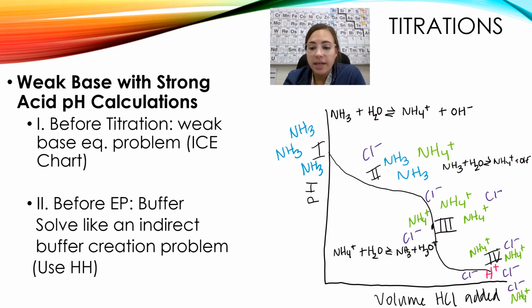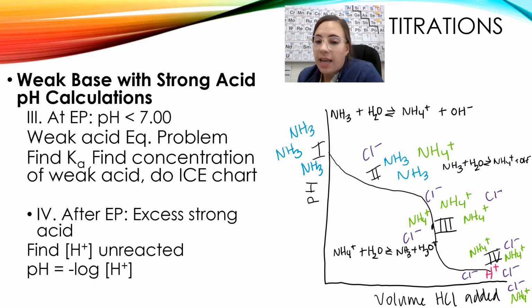So before any titration occurs, like we said, we have just a weak base. So we're going to have this weak base equilibrium. So we're going to set up an ICE chart. Before the equivalence point, we have that buffer. So just like before, we're going to solve it like an indirect buffer creation and use Henderson-Hasselbalch. At the equivalence point, we're going to expect an acidic pH because we're going to have just a weak acid. So we're going to set up a weak acid calculation with Ka. And then after the equivalence point, I just have to find the amount of unreacted hydronium and then take the negative log of that.